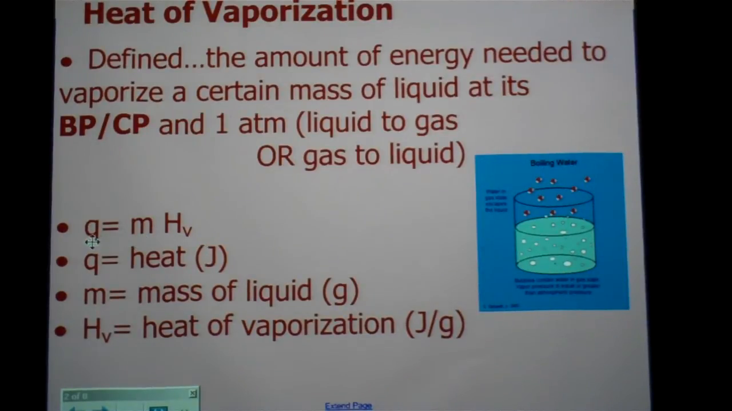Over here, we have Q equals M times HV. The Q, as we've seen before, is going to be our heat, and that's going to be measured in joules. M is going to be the mass of the liquid, and that's going to be measured in grams. HV is heat of vaporization, and that's joules per gram. Notice there's no temperature value in this equation. That is because the temperature remains constant. It does not change. We're on the plateau part of the graph that we looked at with the heating curve.